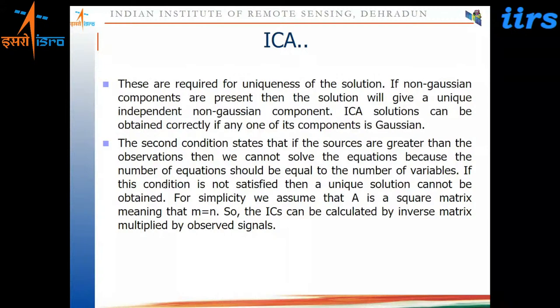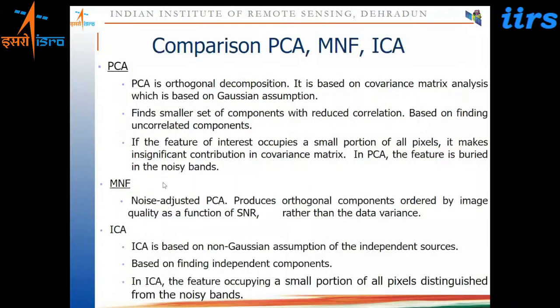Now just a quick comparison between PCA, MNF and ICA. PCA is an orthogonal decomposition, and MNF is similar to PCA, but it is noise adjusted. It produces orthogonal components, and the components are ordered by image quality as a function of SNR rather than the data variance.